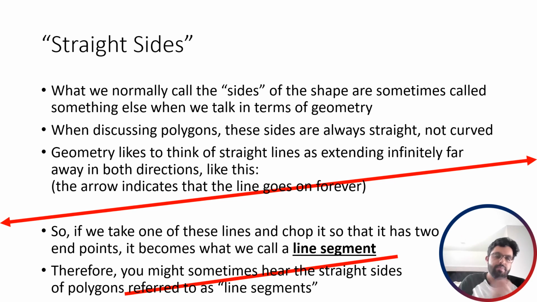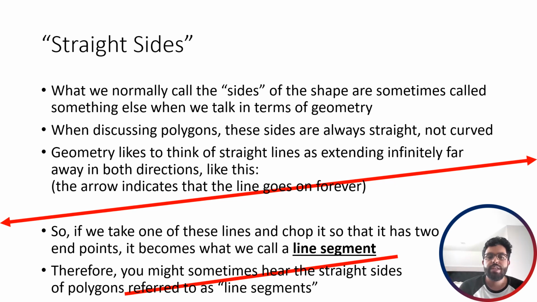So to get back to what's on the slide. This whole business of straight sides, when we're dealing with polygons, and we say that the sides of the shape have to be straight. Now, when you're talking about these things in daily life, you'll call them shapes, and you'll call them straight sides or straight lines or whatever. But in geometry, geometry likes to talk about these things a little bit differently. The straight part is not complicated. It's a straight line. It's not a curved line. We know what that is.